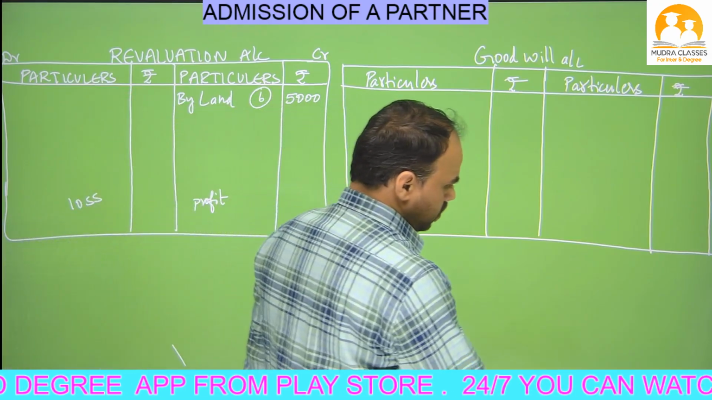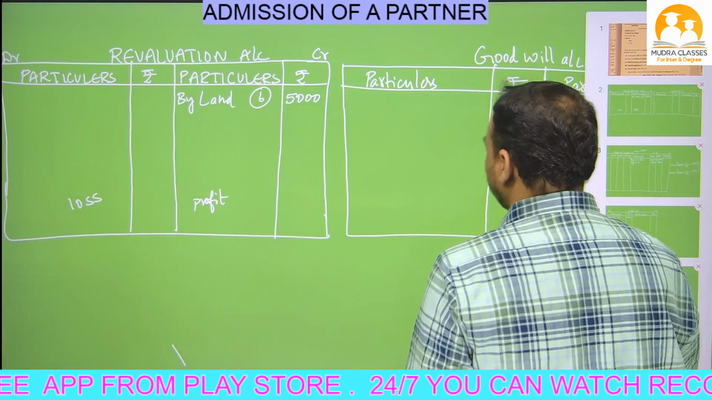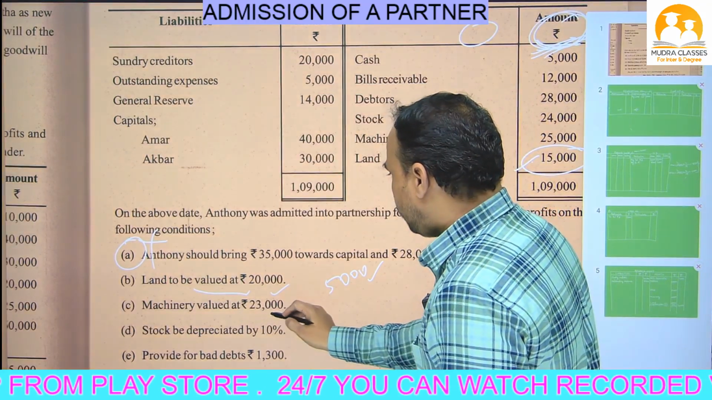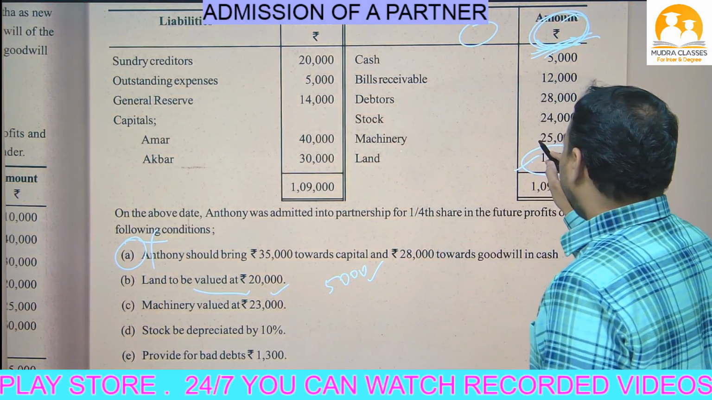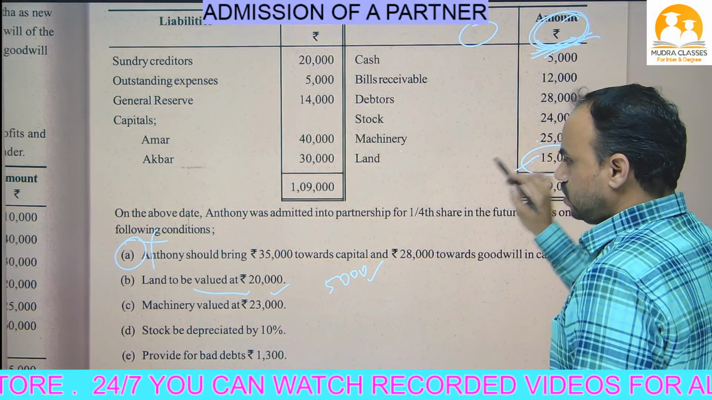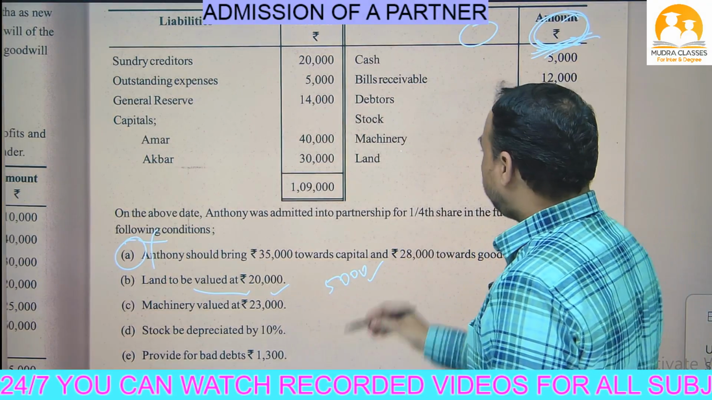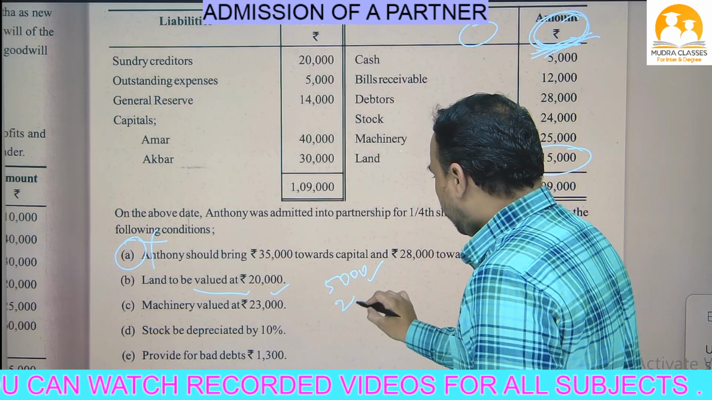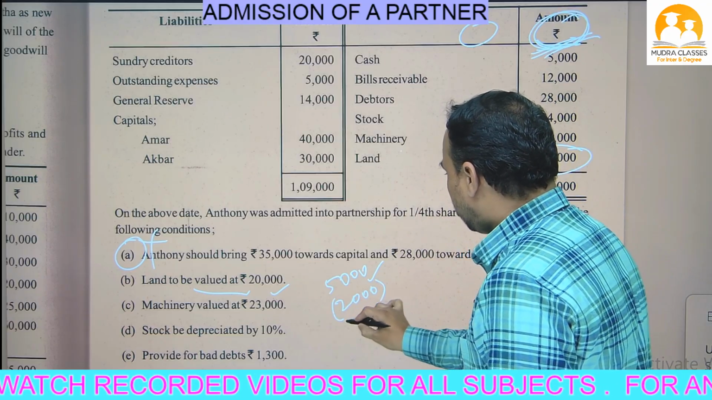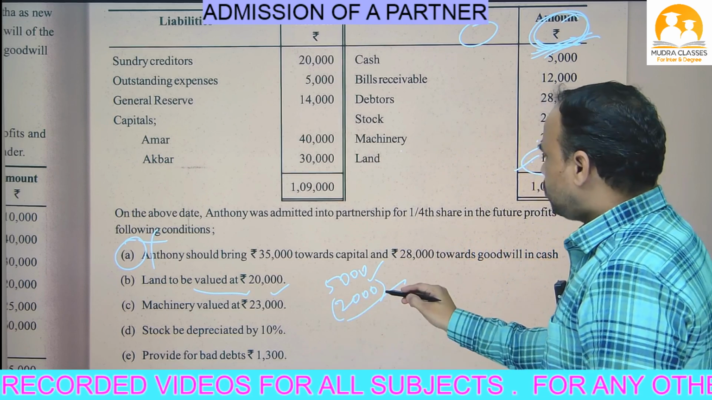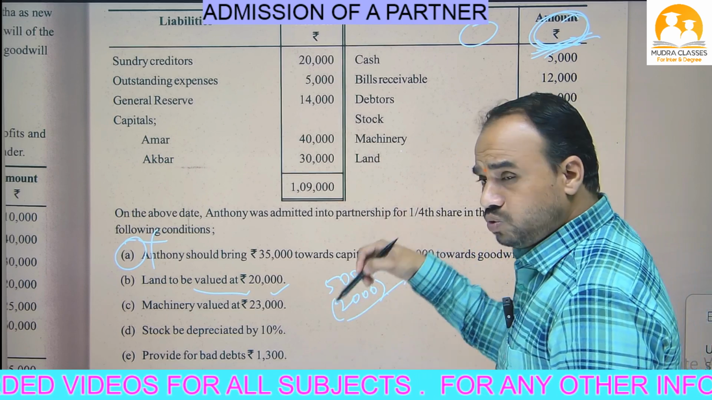Okay, now come to the question. What is the next item? Machinery valued at 23,000. Listen carefully. Here, how much machinery did we get? 25,000. But here how much is given? 23,000. That means machinery value decreased by 2,000 rupees. Decreased means I will keep it in brackets.